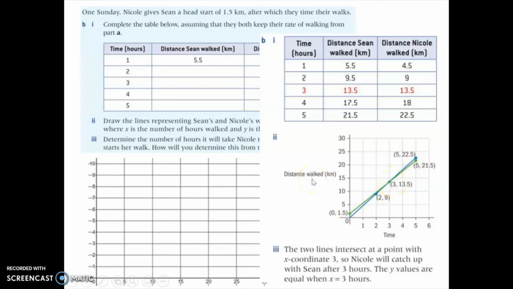All right, so that's where we're going to end it today. I hope you have a strong understanding of unit rates and their connection to slopes and gradients. That was the goal of this lesson.